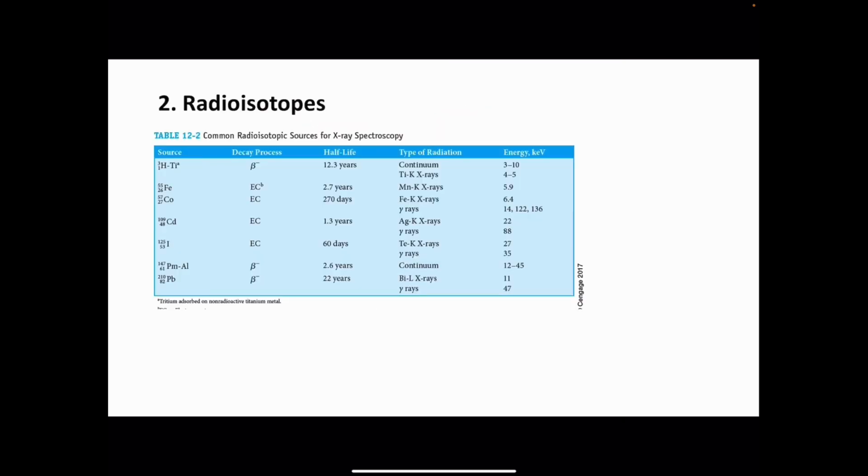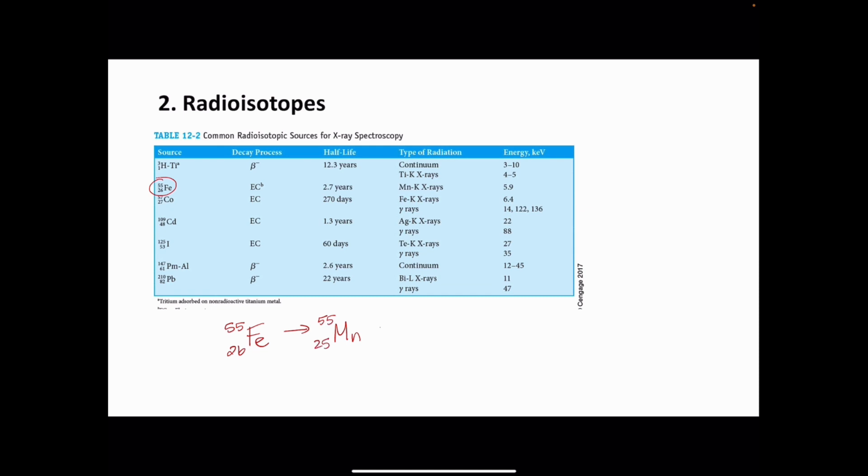The second kind of source are radioactive sources. So radioactive decay results in excited nuclear states, and then decay to the ground state is what's producing X-ray and gamma rays. And this is again through continuum X radiation. So for example, we'll take iron 55. What can happen is the iron 55 decays into manganese 55.